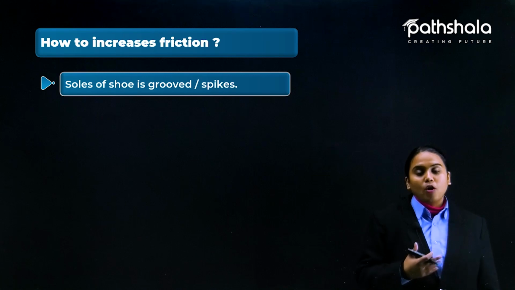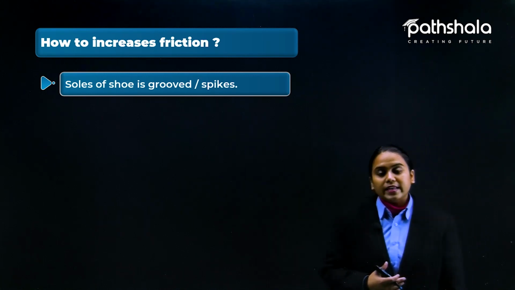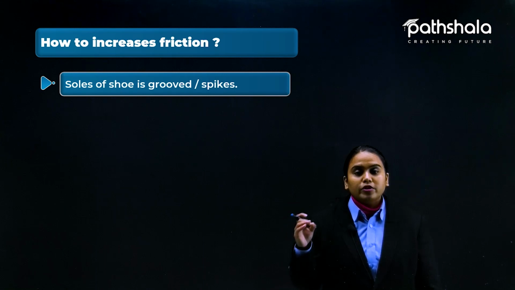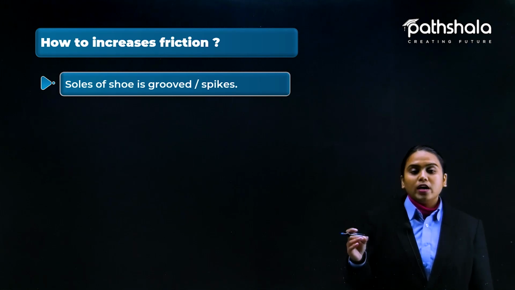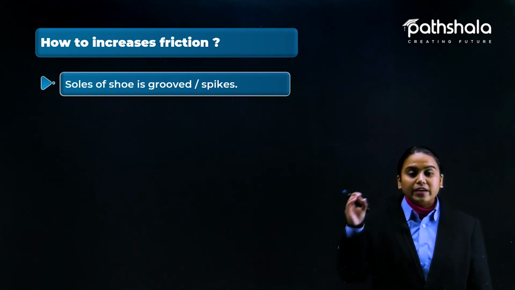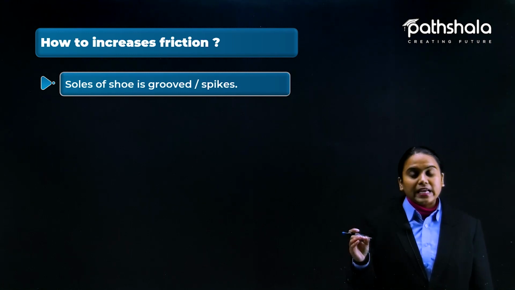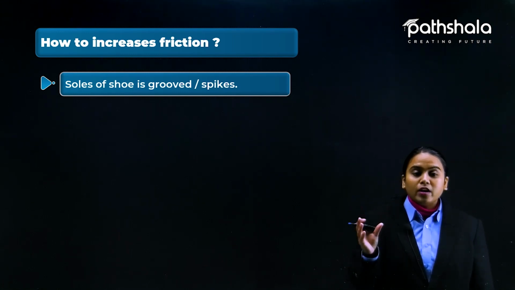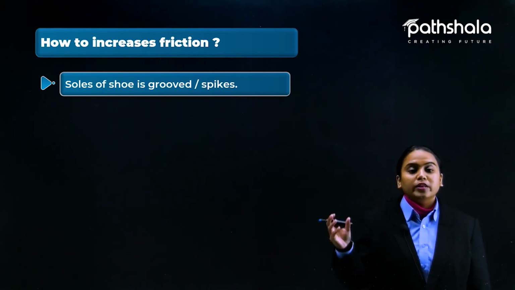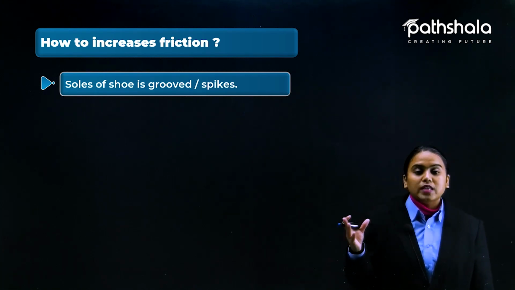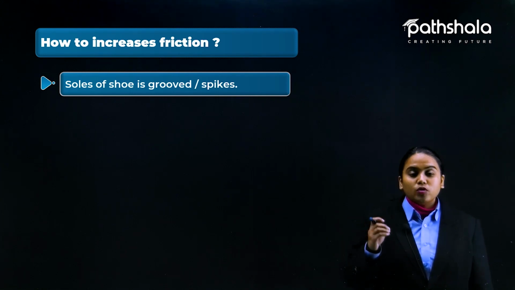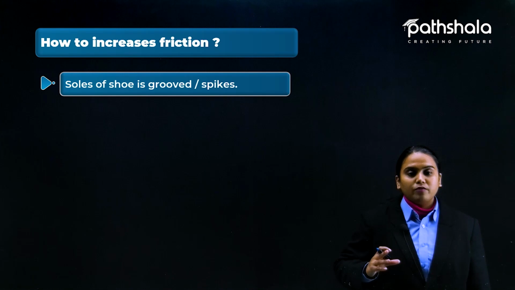So here are some points that we need to discuss. How to increase the friction: the soles of the shoe are grooved and spiked. As we have seen, worn out shoes do not look good and even get slippery on rainy days, and because they do not give a very good hold on the position of the body, they are not helpful for balancing the body. So using shoes that are grooved actually helps us maintain the position of the body in a very good manner.